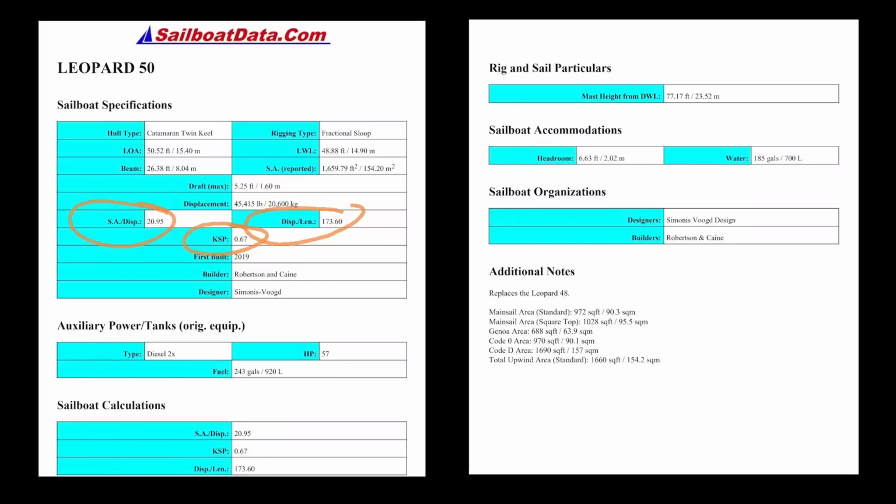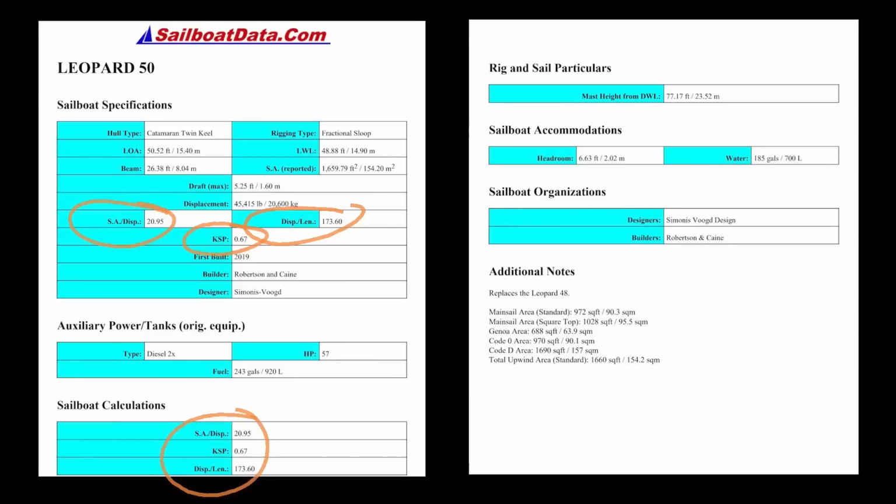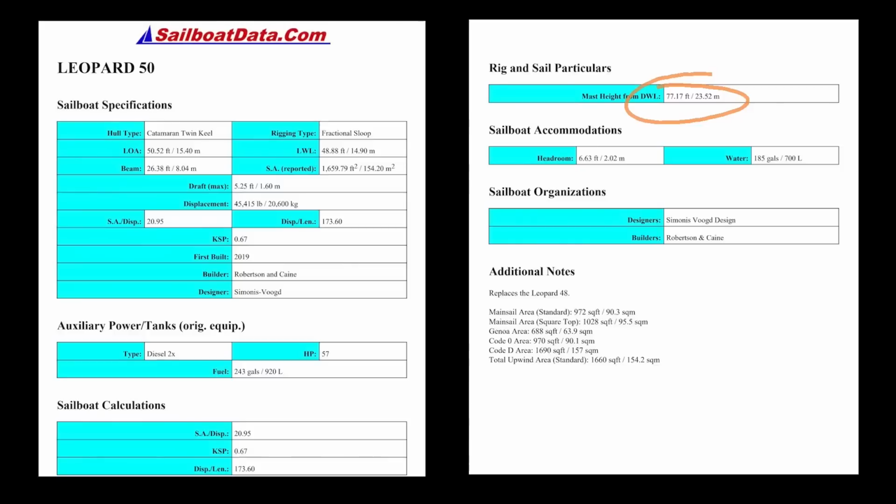Now, these are the ratios we're really concerned with. The other stuff is just basic facts about the boat. A lot of people might know what these things are. So they're the three things we're going to look at. You can also see them right at the bottom. I don't know why they duplicated. And one other thing, they also give you the height of the mast on the other page. Oh, that's kind of cool. And then sometimes they give you some additional notes.